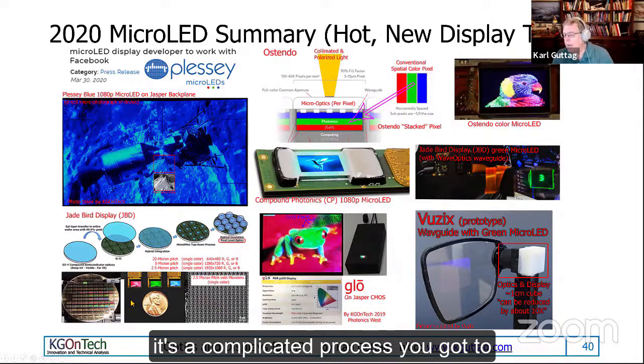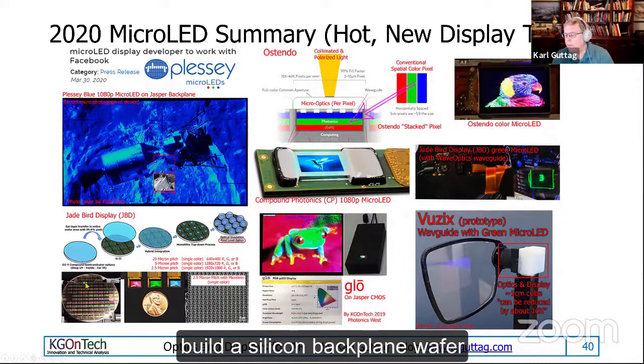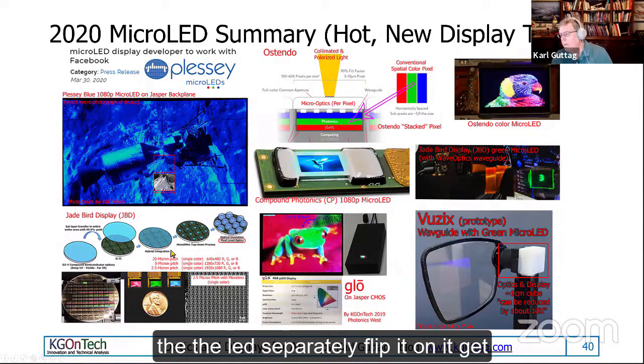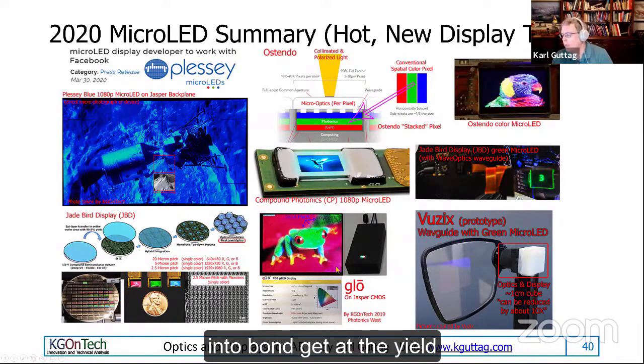But it's a complicated process. You've got to build a silicon backplane wafer. You've got to flip the LED. You've got to build the LED separately, flip it on, get it to bond, get it to yield.